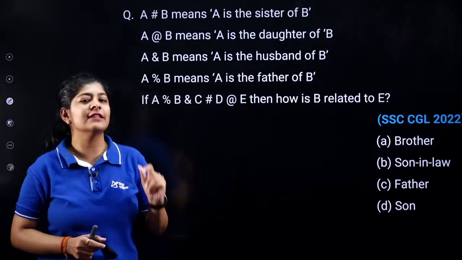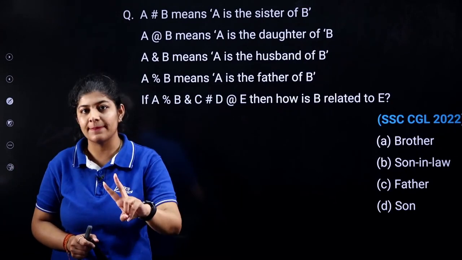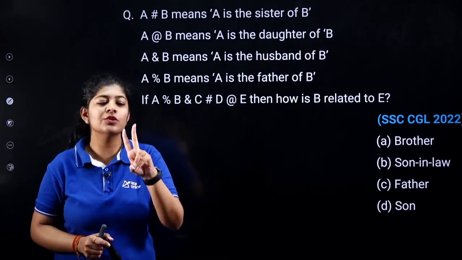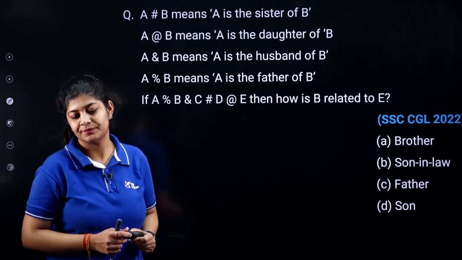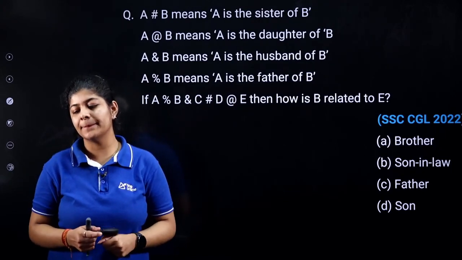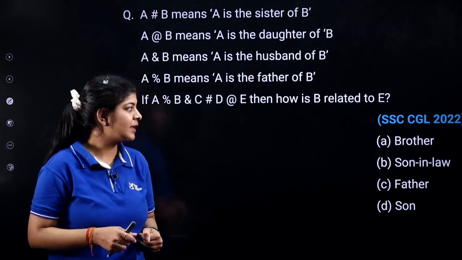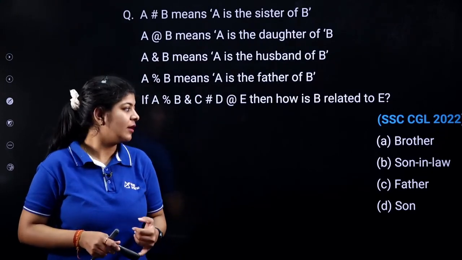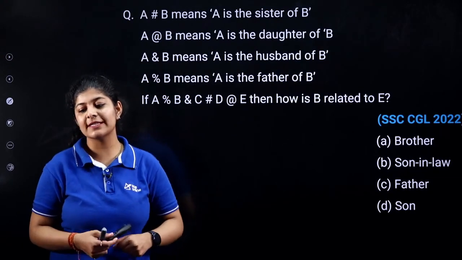Whenever we are having these types of questions, I told you to follow two simple steps, and with the help of those two simple steps you can easily determine the correct answer. So what is the correct answer over here? Here we are having our options as brother, son-in-law, father and son. These are the four options that we are having. What is the correct answer?